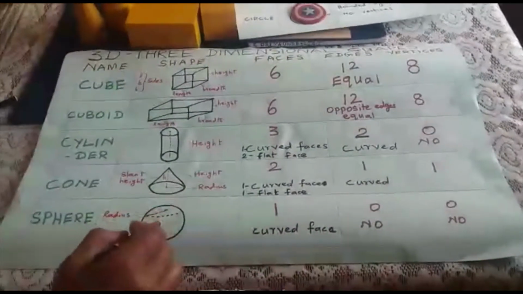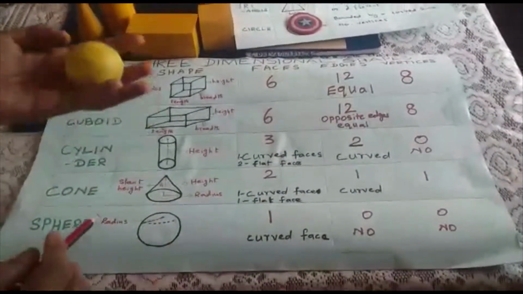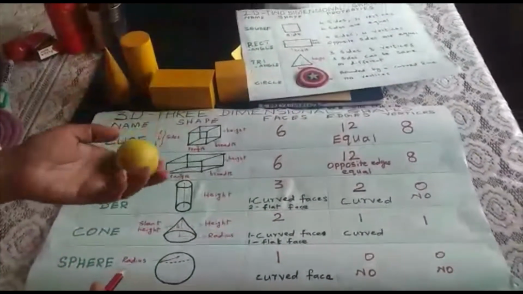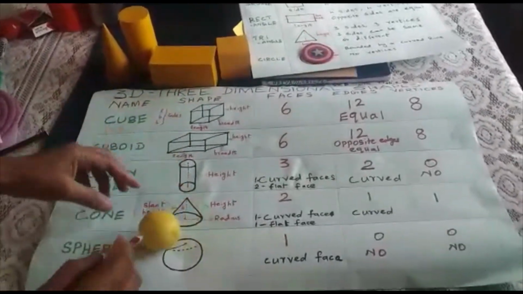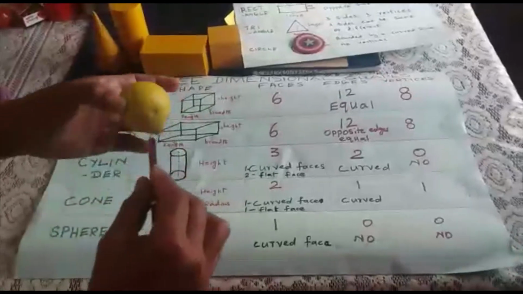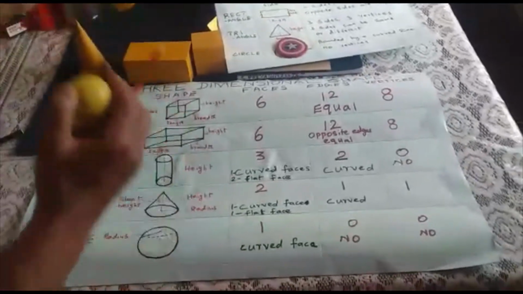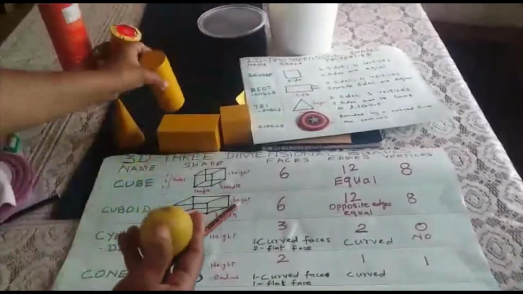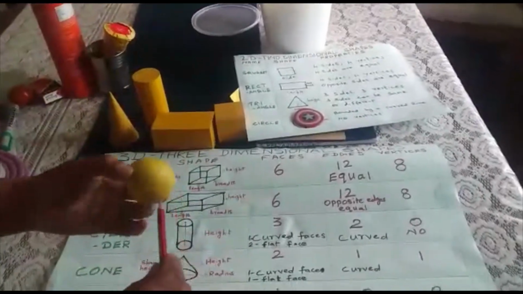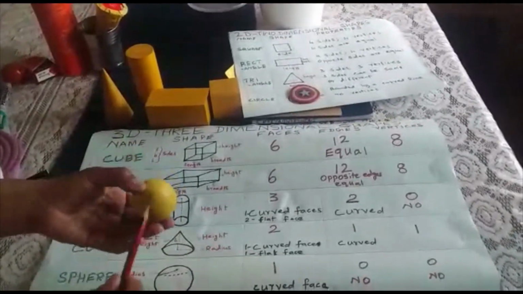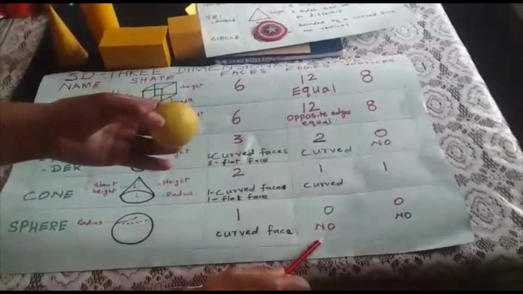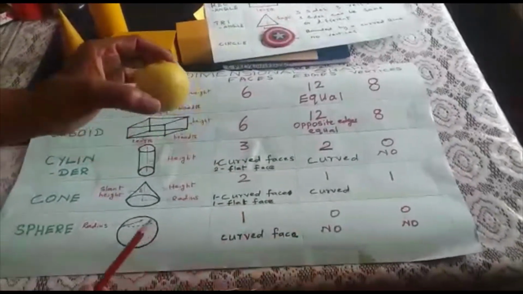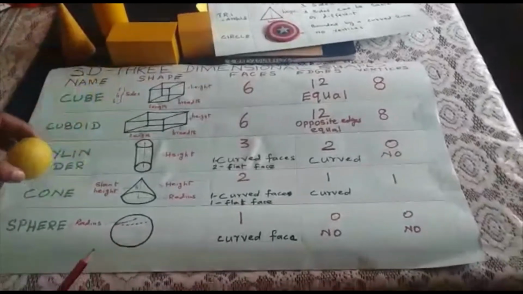Now we'll see a sphere. Sphere is nothing but a ball. You have a rubber ball, cock ball, even a football, whatever it is. All these are a three-dimensional shape called a sphere. This has only one curved face. See, nowhere are edges meeting. Here two faces are meeting, and here we have straight lines. No such things you find in a sphere. So zero edges and zero vertices. This is about sphere.